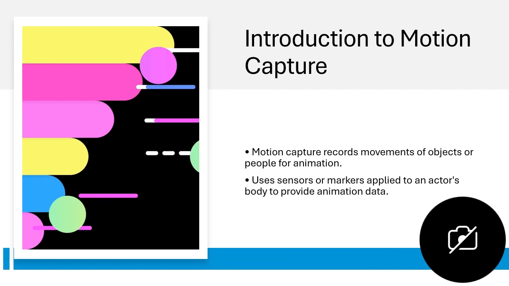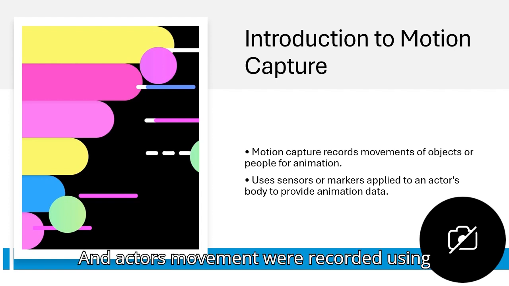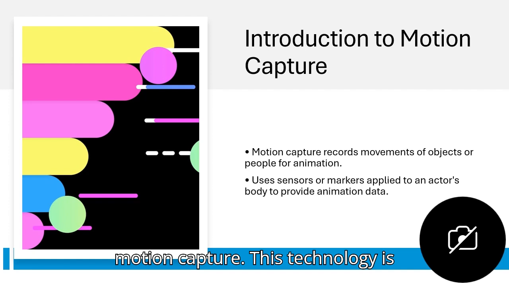For example, when you see a game character running, jumping, or smiling, it's often because an actor's movements were recorded using motion capture. This technology is used in movies like Avatar and even in sports to study how athletes move. So let's go to slide 4.